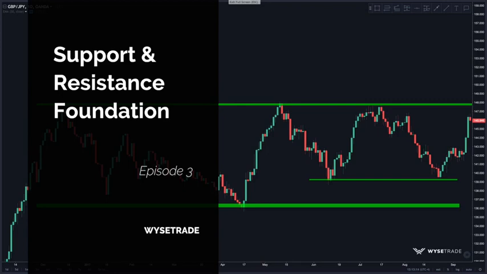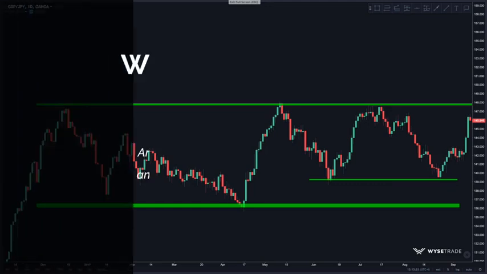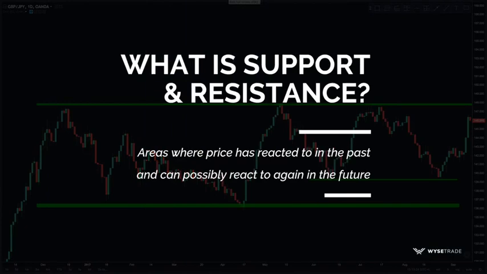So the absolute most important skill a trader must learn in order to become a profitable trader is being able to identify dynamic support and resistance zones. So what is support and resistance? These are areas where price has reacted to in the past and somewhere where price can potentially react to again in the future.